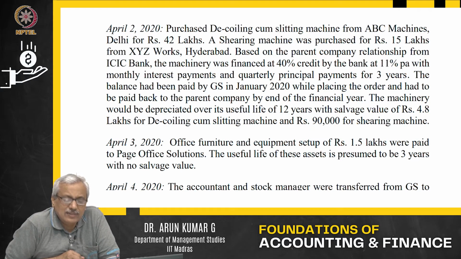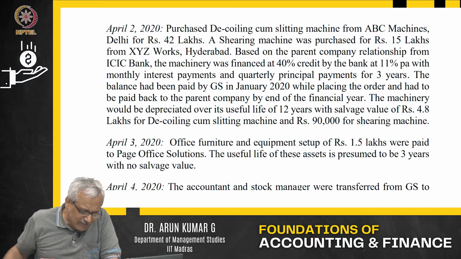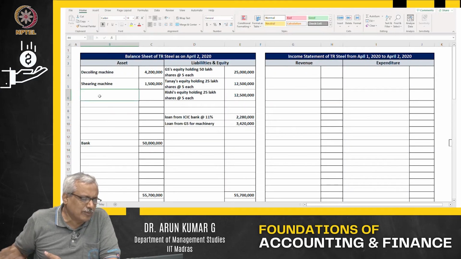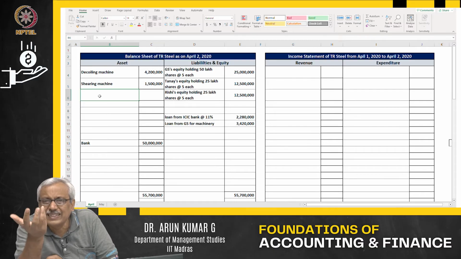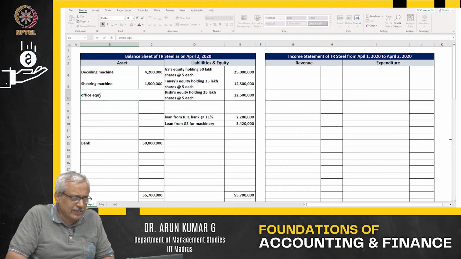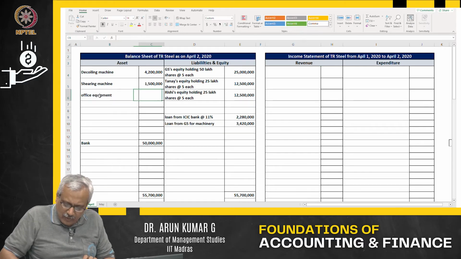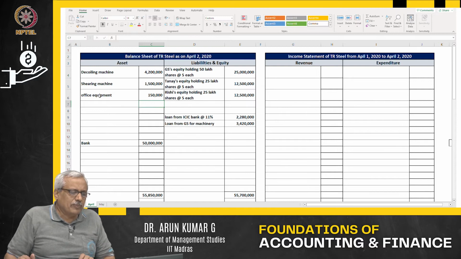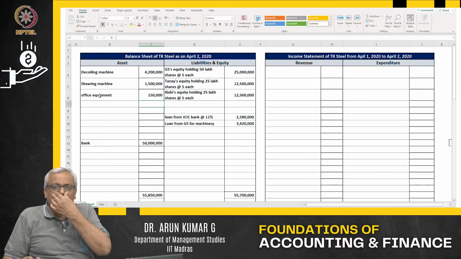3rd of April, there is an office furniture and equipment setup of 1.5 lakhs paid to Page Office Solutions. The useful life of these assets is presumed to be 3 years with no salvage value. That means you purchase office equipment for how much? 1.5 lakh. The moment you purchase office equipment, what happens? It's an asset for you. You purchase, you own it. That is office equipment. You own it. What is the value of what you own? It is 1.5 lakhs.